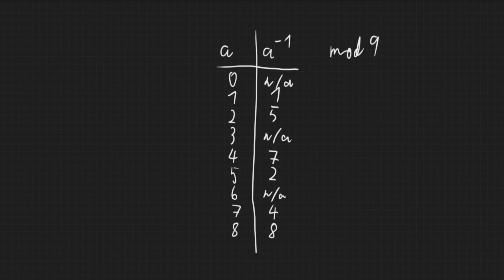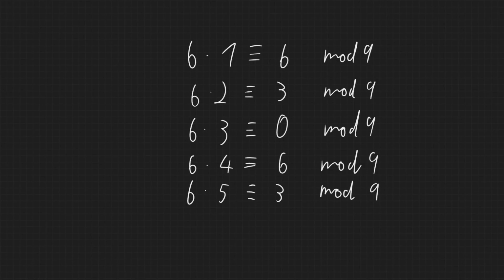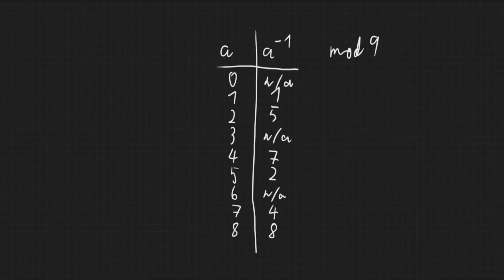Same with 6. If we look at the multiples of 6, for example, we can see why. After 6 times 3 equals 0, the multiples simply repeat. We again get 6, 3, the next one would be 0, and so on. There is simply no multiple that is 1. So what do 0, 3, and 6 have in common?